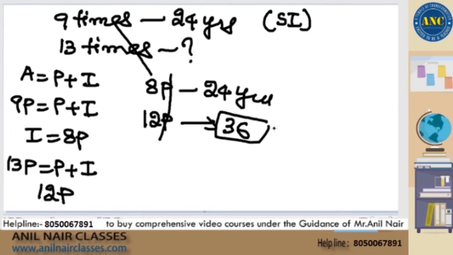Now, sir, we did it for 1 year 73 days and 1 year 6 months. How to do it for 2.5 years compounded annually? Please write down, sir. Compounded annually.